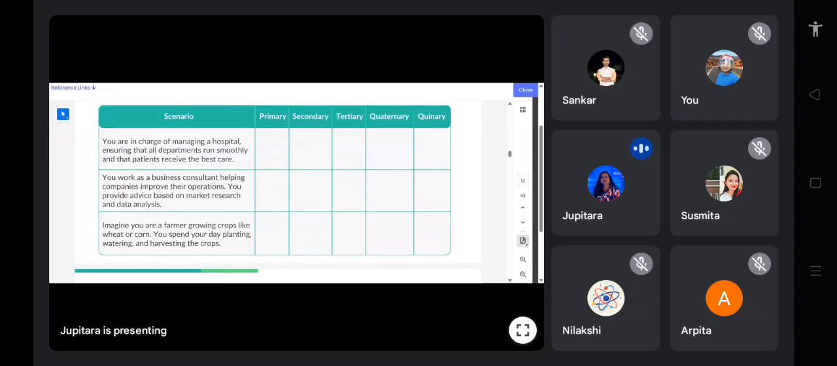Okay, next is you work as a business consultant helping companies improve their operation. You provide advice based on market research and data analysis. Which one will it be? Primary, secondary, tertiary, quaternary, quinary? Which one? Consultancy comes under what?